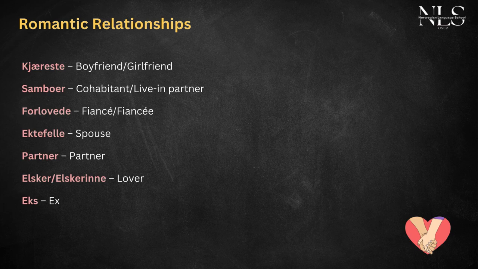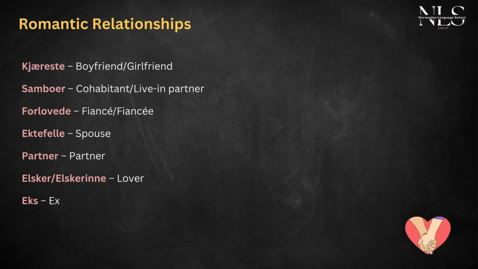Romantic relationships are a universal aspect of human experience, and Norwegian has a rich vocabulary to describe various aspects of love and partnership. Here are some key terms. Kjæreste, boyfriend, girlfriend. This gender-neutral term literally means dearest and is used for both male and female partners in a romantic relationship. It's commonly used regardless of the couple's age or the seriousness of the relationship.